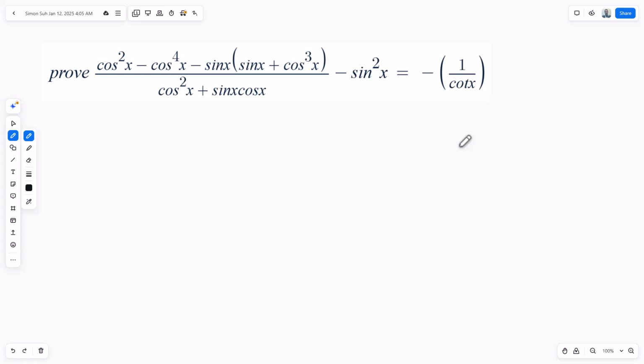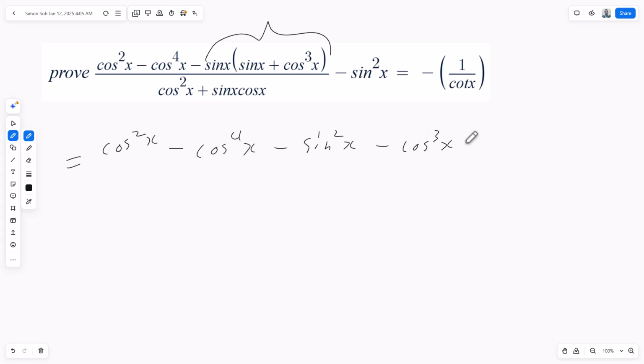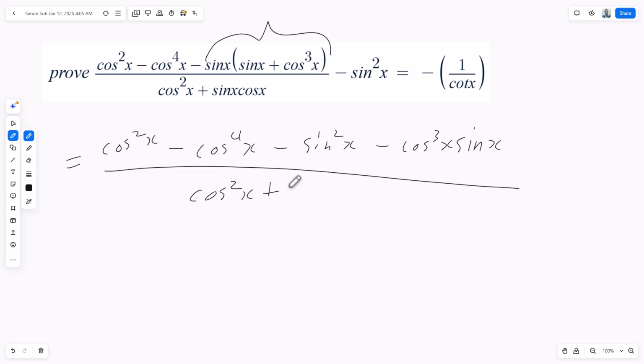To get this started, the first thing we're going to do is multiply this out. Cosine squared x minus cosine to the power 4 x minus sine squared x minus cosine cubed x times sine x, all over cosine squared x plus sine x times cosine x minus sine squared x. The next step, we're going to do a little simplification in the denominator just to make sure we know where we're going. It's pretty easy actually.